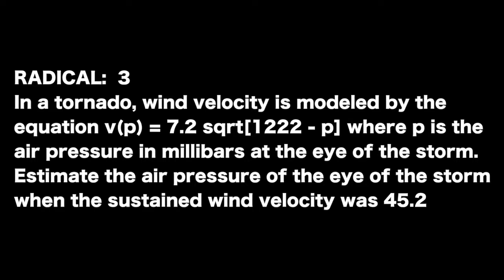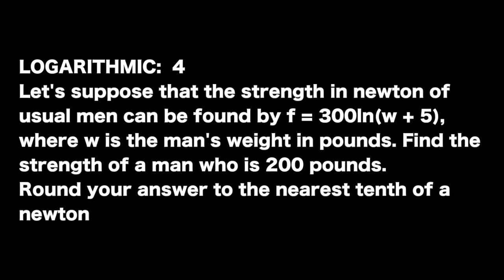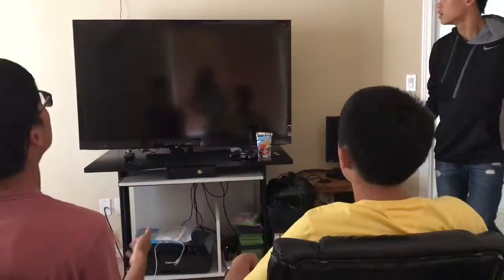Wind velocity is modeled by the equation V(P) equals 7.2 square root of 1222 minus P, where P is the air pressure in millibars at the eye of the storm. Estimate the air pressure of this eye of the storm when the sustained wind velocity was 45.2. Suppose that the strength in newtons of usual men can be found by F equals 300 ln W plus 5, where W is a man's weight in pounds. Find the strength of a man who is 200 pounds. Round your answer to the nearest tenth of a newton.